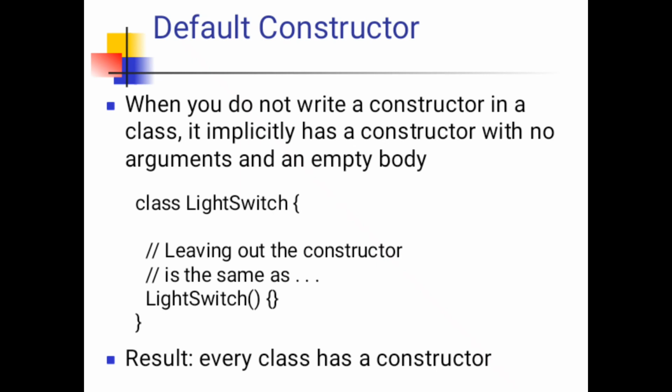We have the default constructor. When you do not write a constructor in the class, it implicitly has a constructor with no arguments and an empty body. Let's consider the class LightSwitch. Leaving out the constructor is the same as writing an empty LightSwitch constructor. Result: every class has a constructor.